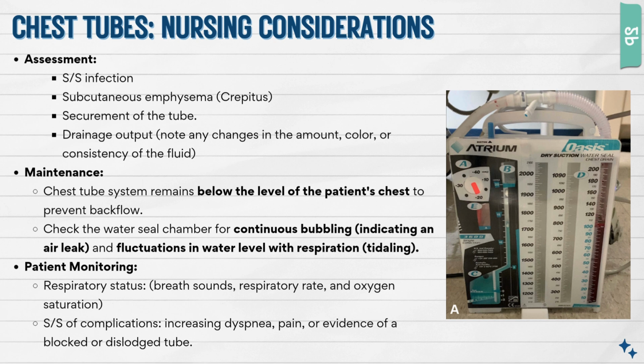Then the maintenance, again, it should always be below the patient's chest to prevent backflow. So it's at or below the level of the patient's chest. You would never set this drainage system, if you were taking the patient to CT, out of the unit, on top of them where it's above their chest, because it's not going to drain. We're letting gravity let it drain into the system. So it needs to be at or below their chest.